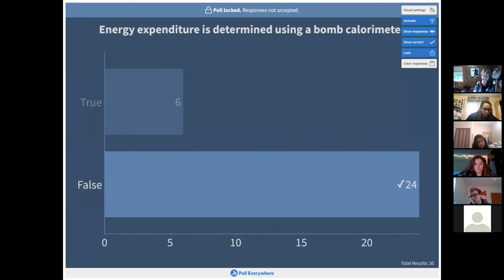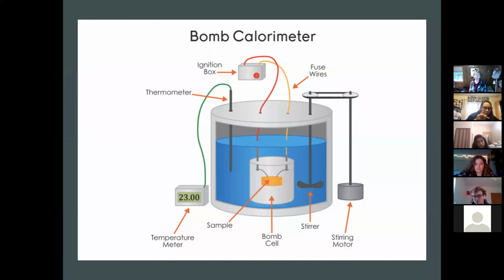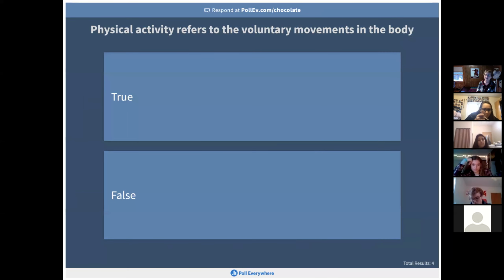Okay. The bomb calorimeter is used to calculate calories found in food items. So it's more on the energy intake side than the energy expenditure side. And physical activity refers to the voluntary movements in the body. True or false?